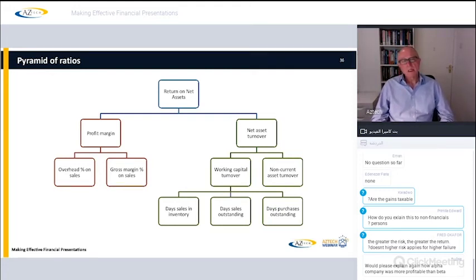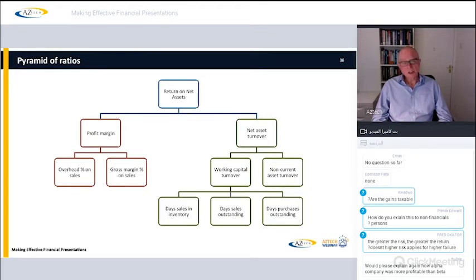Now, based on this understanding, we can develop a number of other measures that will help us to drill down further into what's driving this key measure of return on investment, this key measure of return on net assets. So we know that it's driven by profit margin. We can drill down further into profit margin and look at the gross margin that we're making in our business. If we look at the variable costs in our business and deduct the variable costs from the sales revenues, that will give us gross margin.